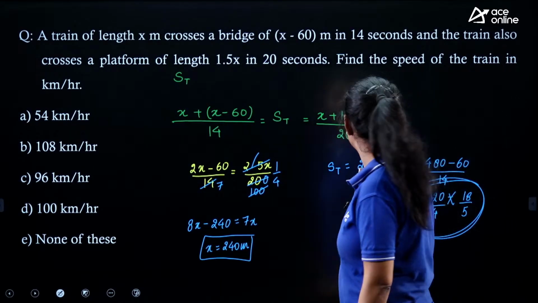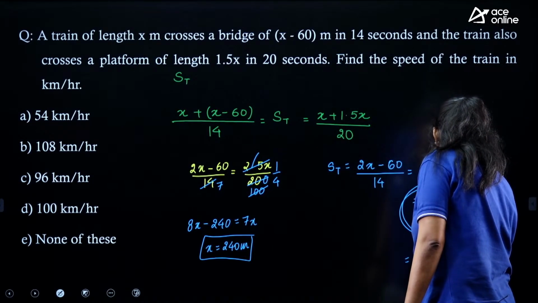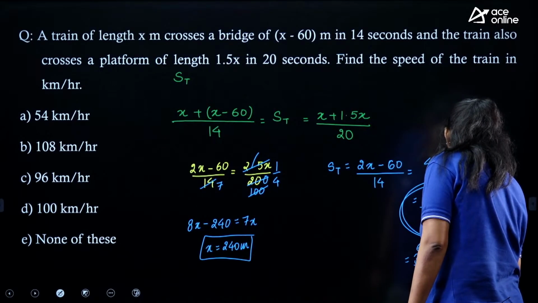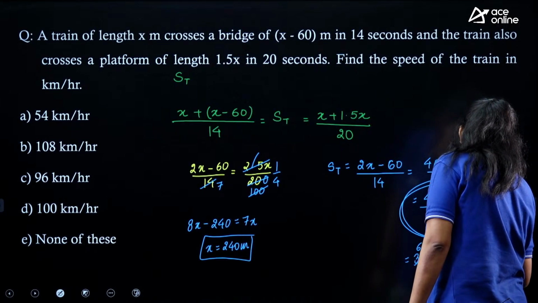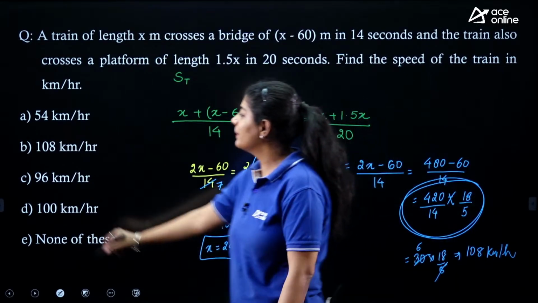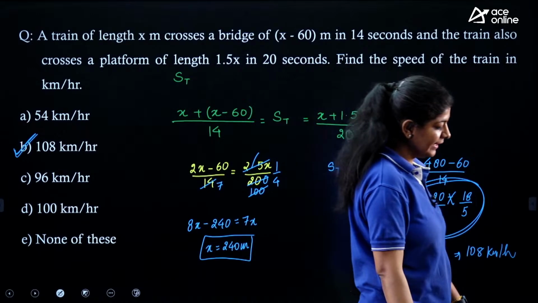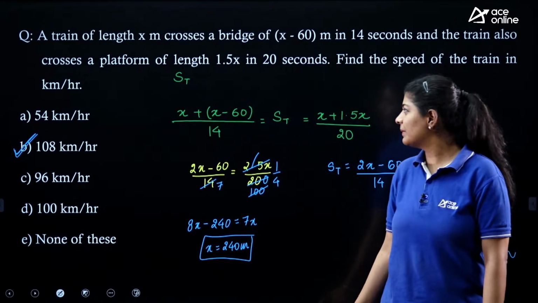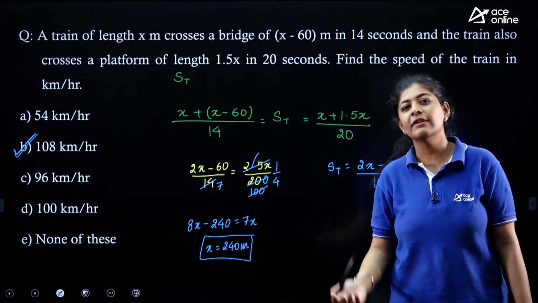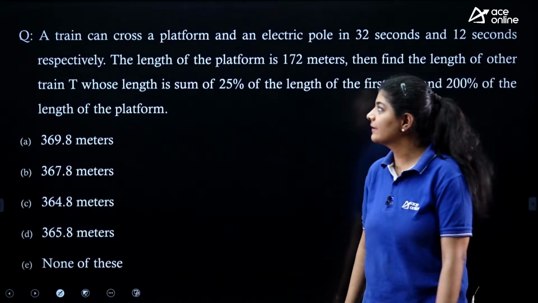B. Okay, let's see. So here we are getting 30 into 18 by 5, this is nothing but 6 into 18, that is nothing but 108 kilometers per hour. Yes, option number B is the correct one, right? We just simply need to make the equation first according to the given data, and accordingly we can easily get the answer. Next.